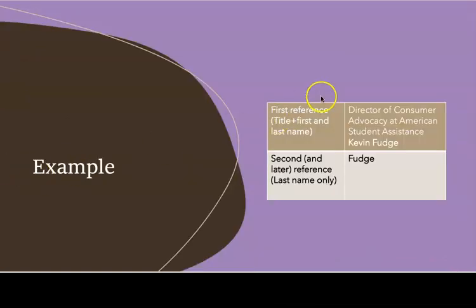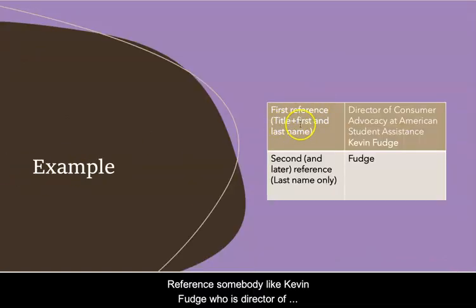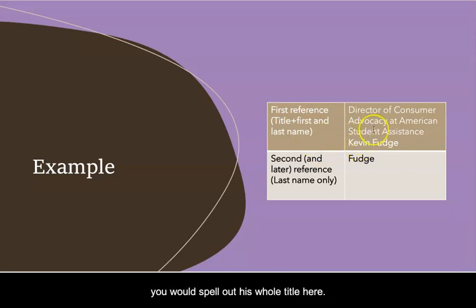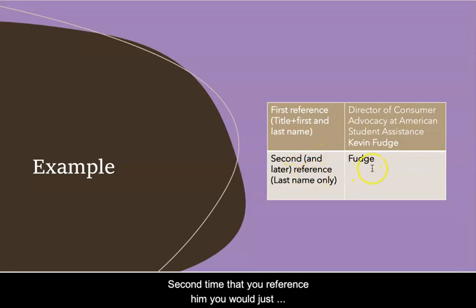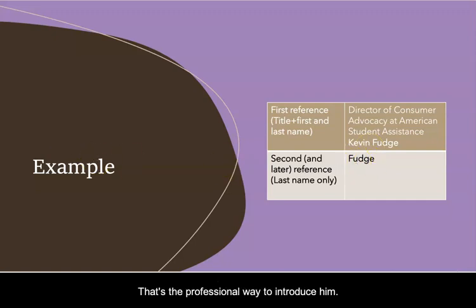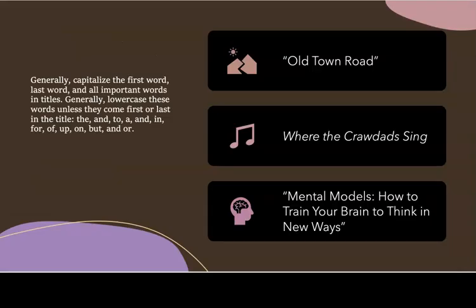So the first time you reference somebody like Kevin Fudge, who is Director of Consumer Advocacy at American Student Assistance, you would spell out his whole title here and then his first and last name. The second time that you reference him, you would just use his last name, Fudge. So not Kevin, because you're not pals, but just Fudge. That's the professional way to introduce his title or his name on second reference.